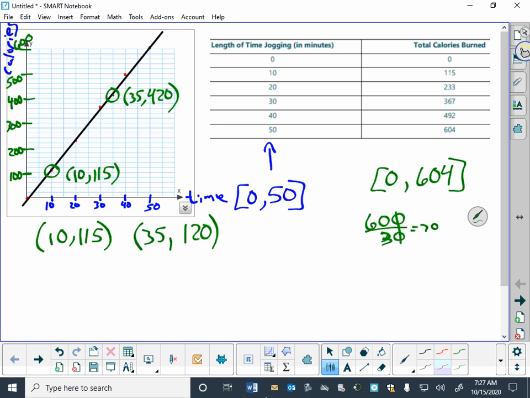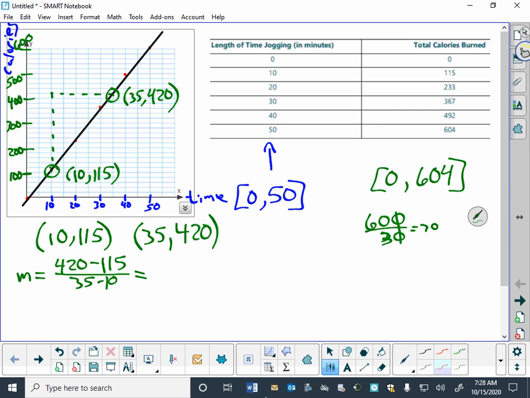Okay, so I have those points. First thing I need to do if I'm writing the equation of a line is to find the slope. Slope of that line will be, let's see, that's 35, 420. So I need the rise, which is the change in y's, the 420 minus the 115, divided by 35 minus 10. Okay, so that's how far up do I go, divided by how far over I go.